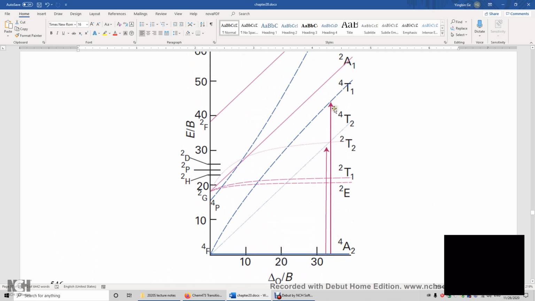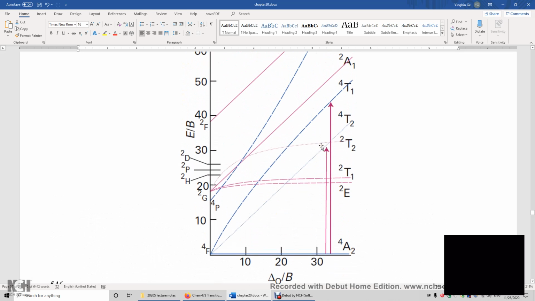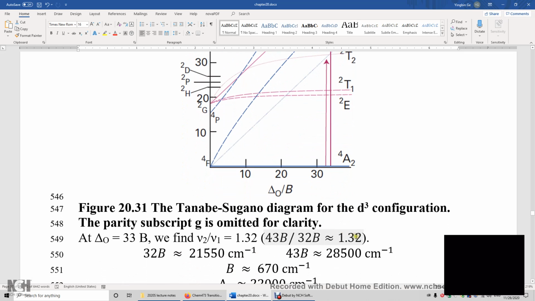Alright, so over here, I think this is roughly 42B, and this is roughly 32B. Okay, roughly. And 42 over 32 is roughly 1.32. And then we get the correct ratio.